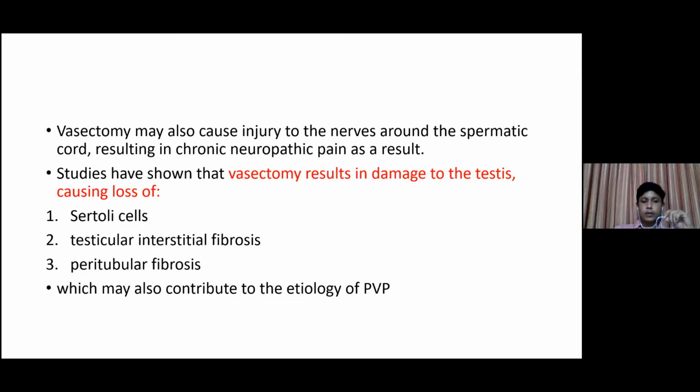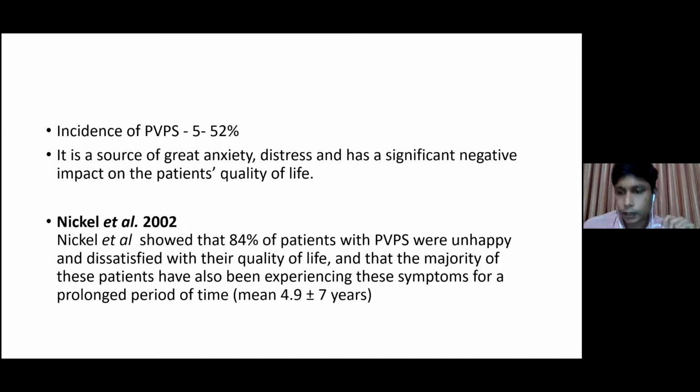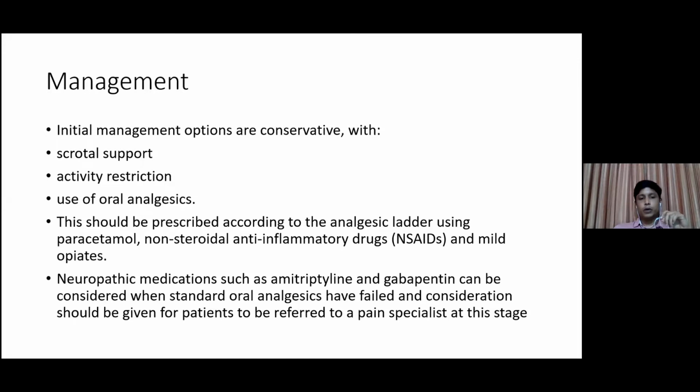Vasectomy can also result in damage to the fascia, which might be due to chronic pressure. There might be loss of Sertoli cells and testicular fibrosis, which may also contribute to the etiology of post vasectomy pain syndrome. So these are the details. They will have a poor quality of life. Initial management will be conservative, with scrotal support and these things. First, we have to exclude neuropathic pain, because if we misdiagnose neuropathic pain as post vasectomy pain syndrome, the options to offer may worsen it.